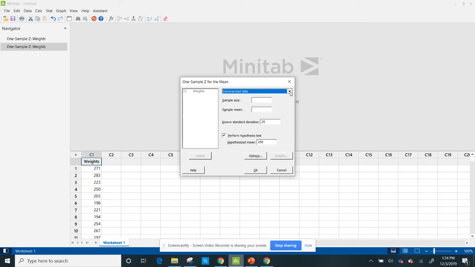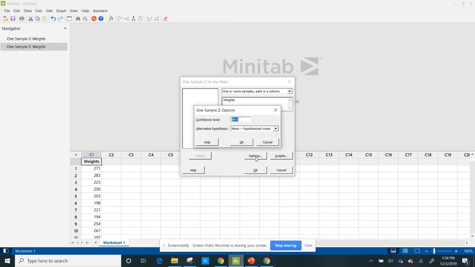For this one, because I was given sample data, I'm going to do one or more samples. I click in the box here, and it puts weights over here in this box on the left. I double click on it, and it populates it. So it tells Minitab, use this data set to answer the question. Here I put my population standard deviation of 25. I've checked perform a hypothesis test, and I put my hypothesized mean of 250, and I hit options.